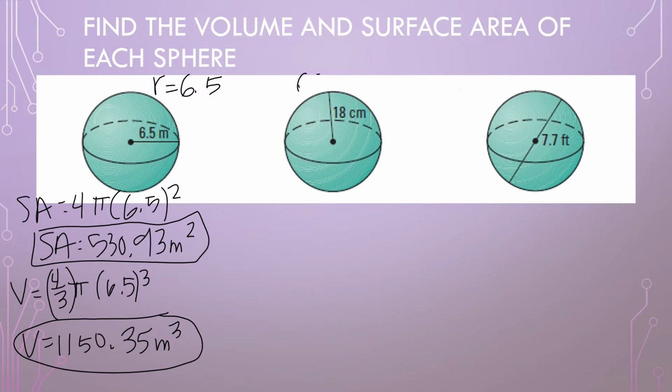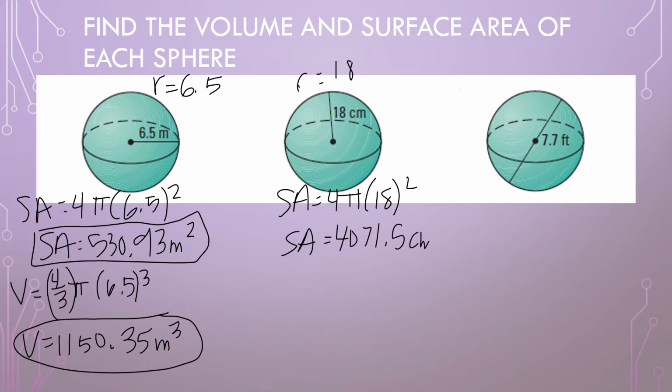For the second one, our radius is 18. So for surface area, we have 4 pi times 18 squared. Plug all that in your calculator. Make sure to use parentheses when you're doing the exponents. And your answer is 4,071.5 centimeters squared.